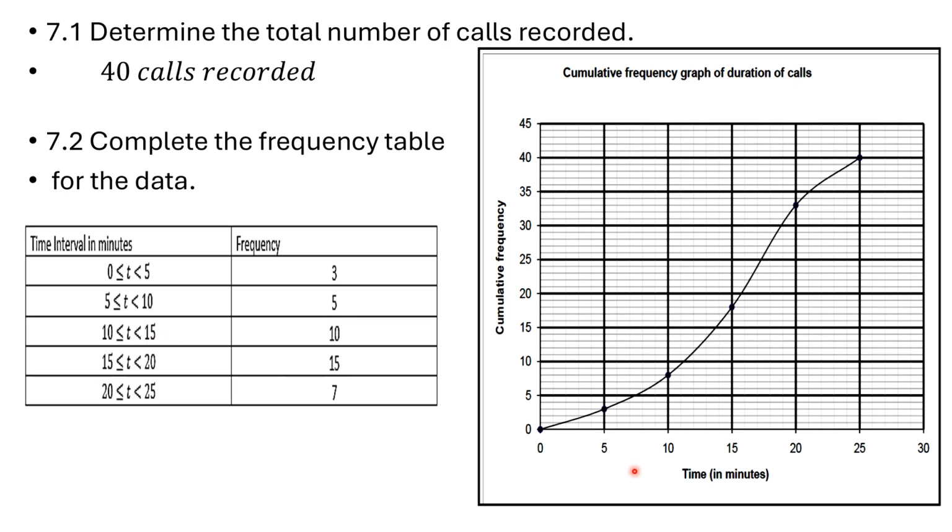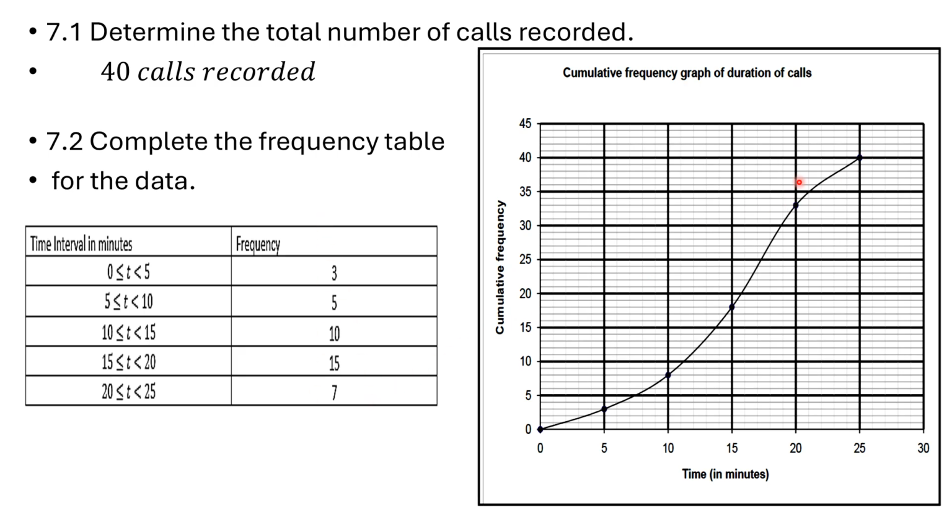Right, if we look at 10 to 15, 10 we know is stopping at 8. 15, if we go up, that's 18. So 18 minus the 8 would then give me 10. If I go to the next one, 20 stops at 33, and the previous one stops at 18. So 33 minus 18 would then give me 15. And the last one stops at 40, while this one is at 33. So 40 minus 33 gives me 7.